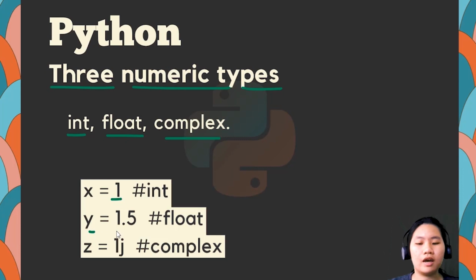Y as a float, you have 1.5. Now looking at this, you can sort of more or less tell that x, int, is for integer, and it refers to whole numbers, right? Positive, negative. And y is all about decimals, for float. And z, complex numbers, we have the letter j accompanying it.